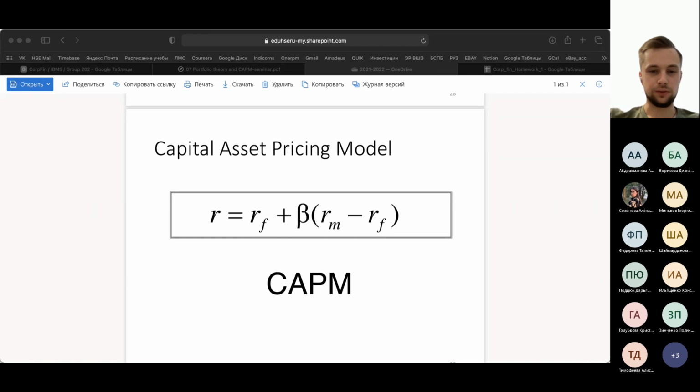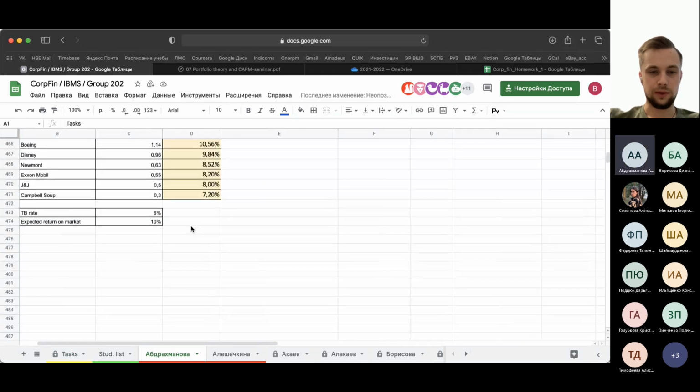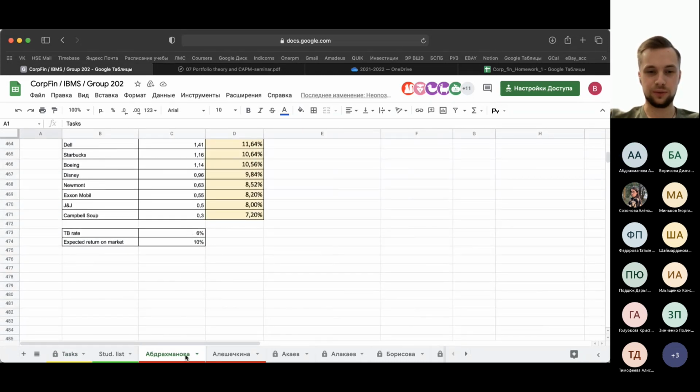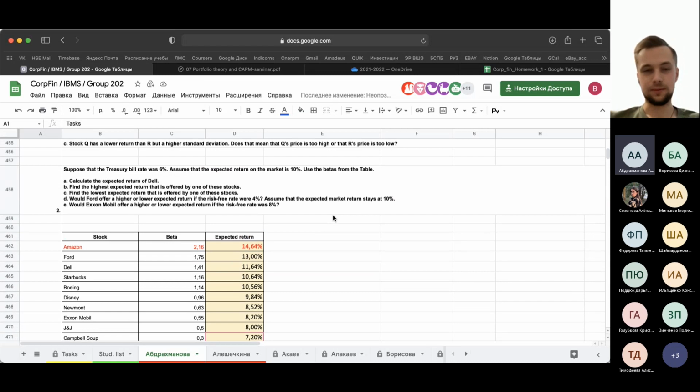Okay, Aruzhan, can you show your solution, please? Oh, sure. And by the way, can you please provide me with your Google email, because you're the only one with an unprotected spreadsheet here. Yes, it is possible. So thank you.